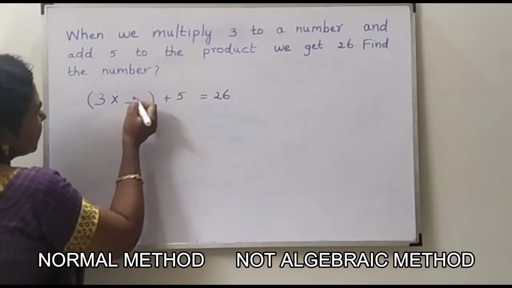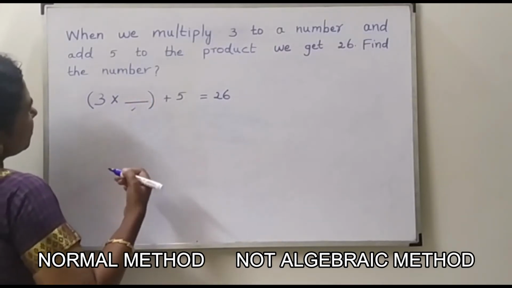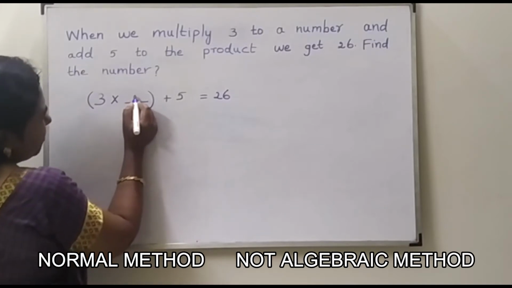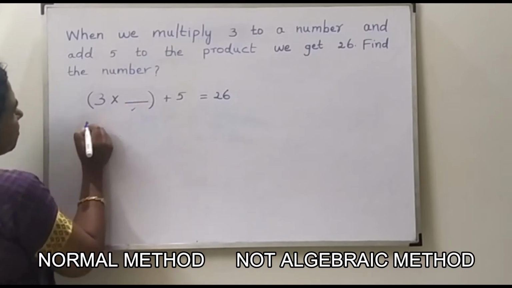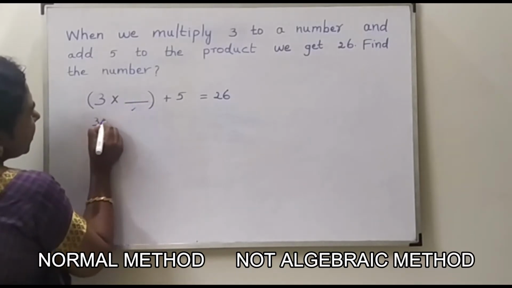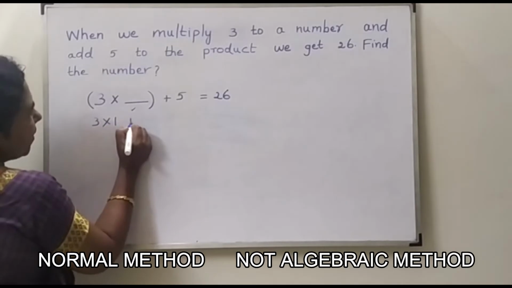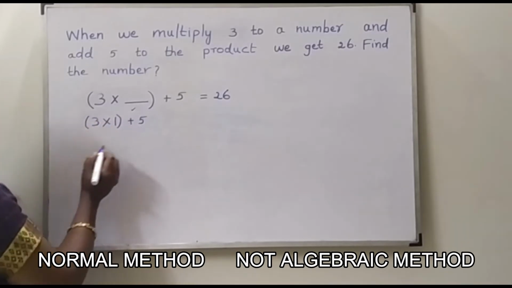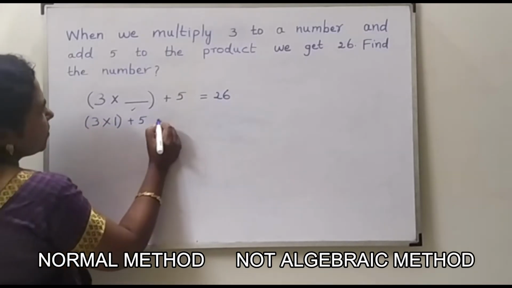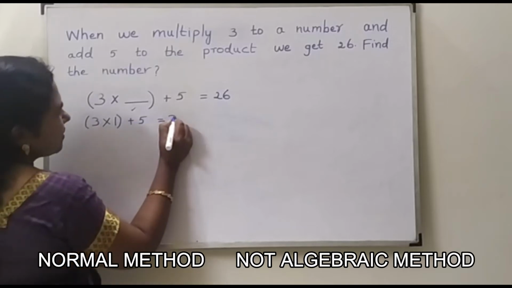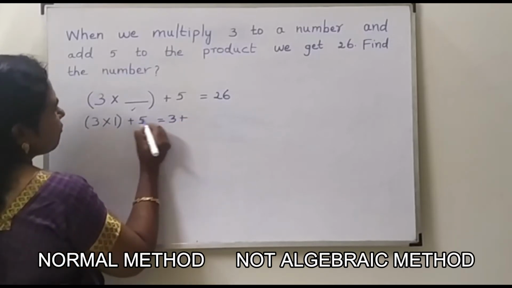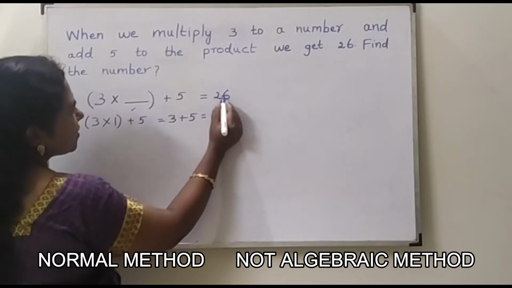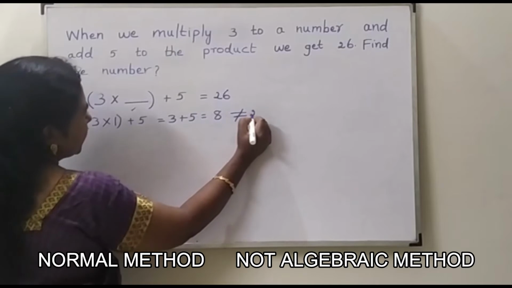Now in this case, if you are using the same method, what do we have to do first? First we have to use a first number, any number. So let us start with 1. So 3 into 1 plus 5. Here you can use brackets so that there will be no confusion. So 3 into 1 plus 5, which is equal to 3 into 1, it is 3, plus 5. So it is equal to 8. Now this 8 is not equal to 26.